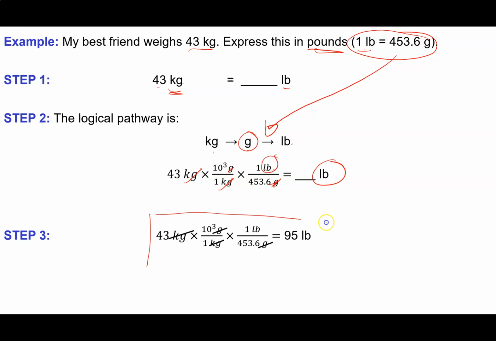So now I'm ready to go. I can just put everything into my calculator, and I know that it should be more pounds than kilograms. And in 1 pound there's about half a kilogram, so this should be a little over double, and it is. So we're feeling pretty happy about that. So 43 kilograms is 95 pounds, which isn't an unreasonable mass for a very small person.